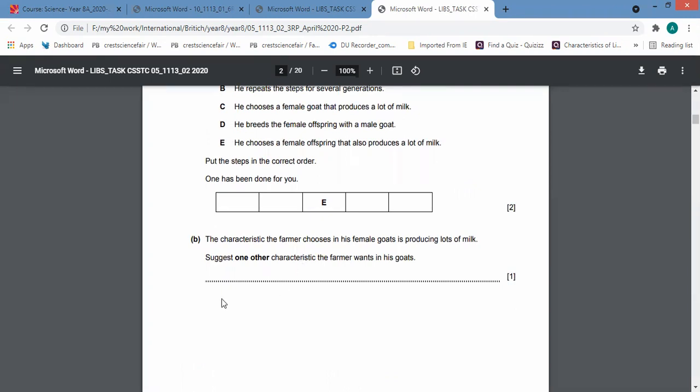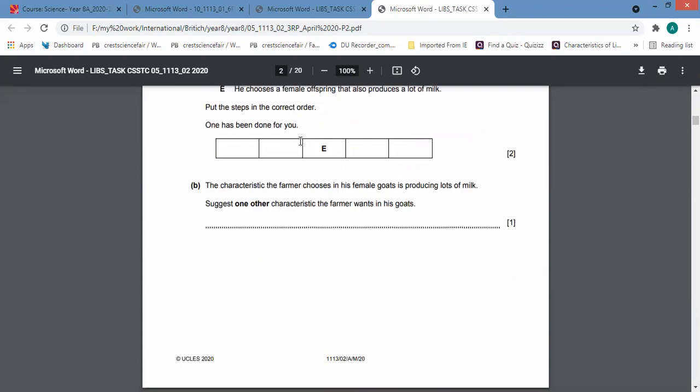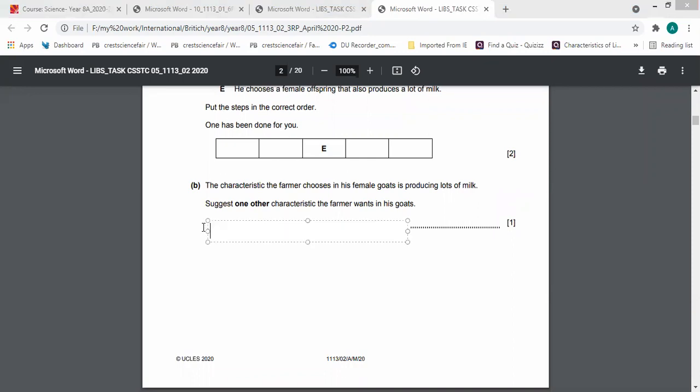The characteristic that the farmer chooses in his female goats is producing lots of milk. Okay. Suggest one other characteristic the farmer wants in his goats. Okay. Who knows the answer? Healthy. Tasty milk. You mean free of diseases, right?